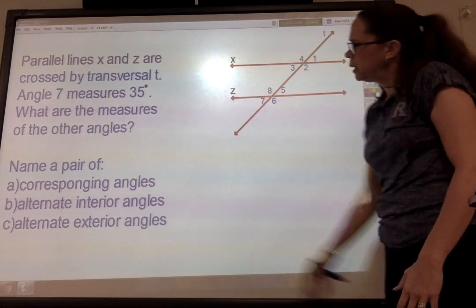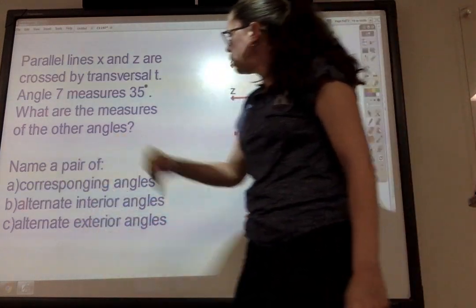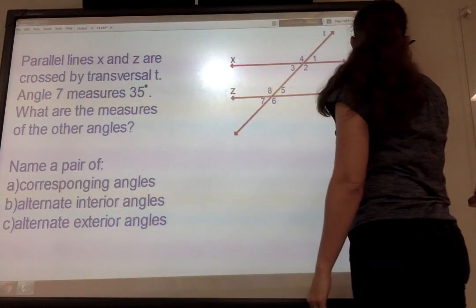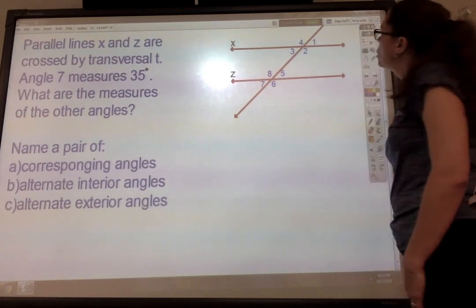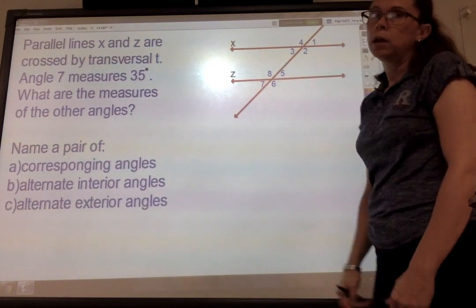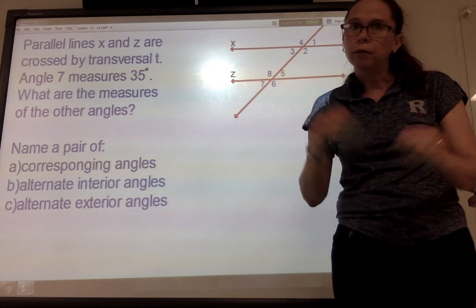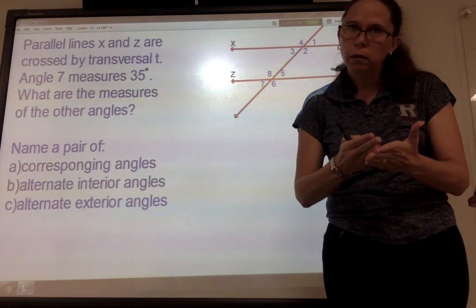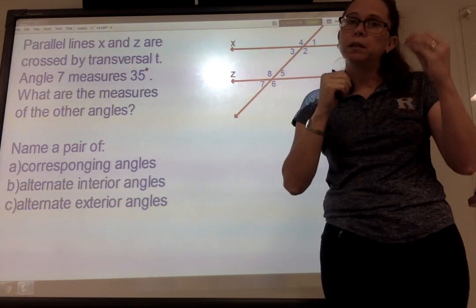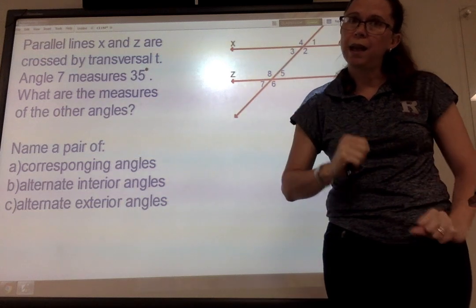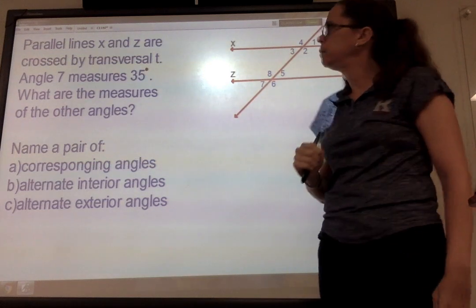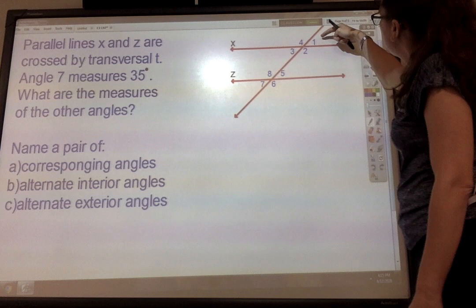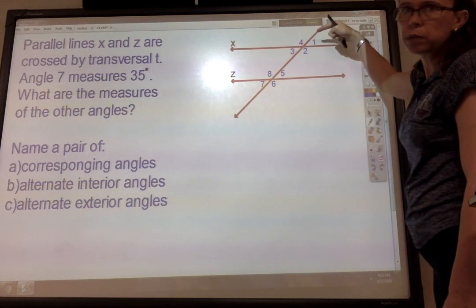Okay, now they want us to name a pair of corresponding angles. Corresponding angles have to both be acute or both obtuse. They have to both be in the same position related to the transversal and the parallel line, okay? So I'm going to look at angle 1. What angle corresponds with angle 1?